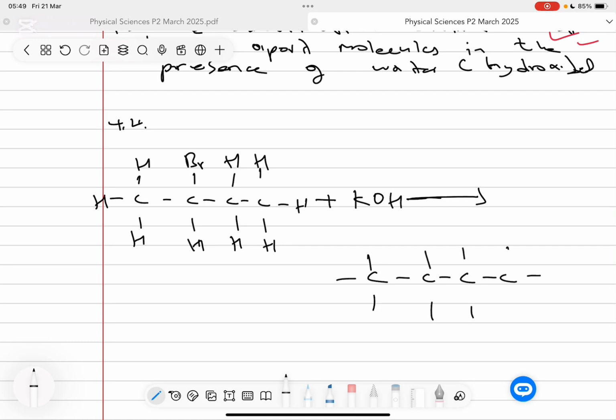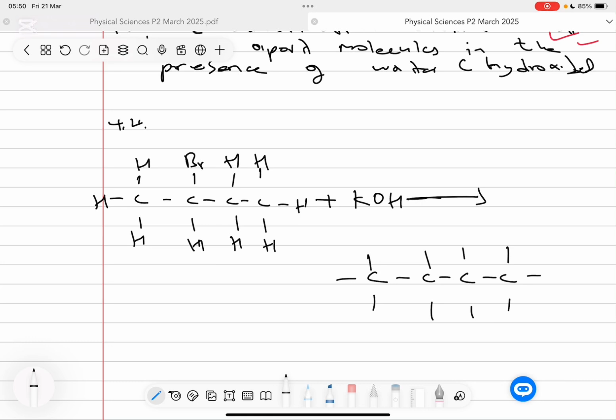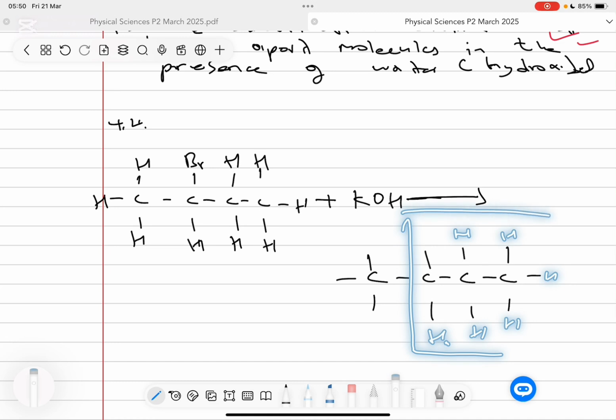I'm only going to write the bond lines because I have to figure out the major product here. To write this as a major product, if I put the hydrogens here and here, we could see that going that side we actually have a lot of hydrogens compared to this side. This side there's only 3, 1, 2, 3, but this side I have 1, 2, 3, 4, 5, 6. So the majority of hydrogen atoms are on the right hand side.